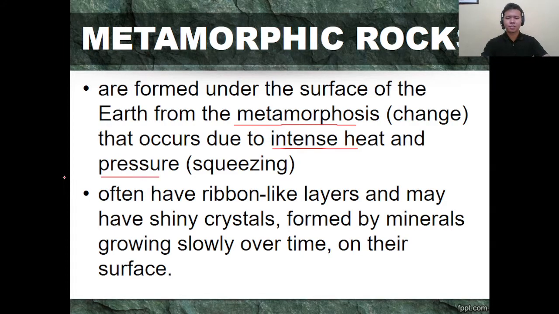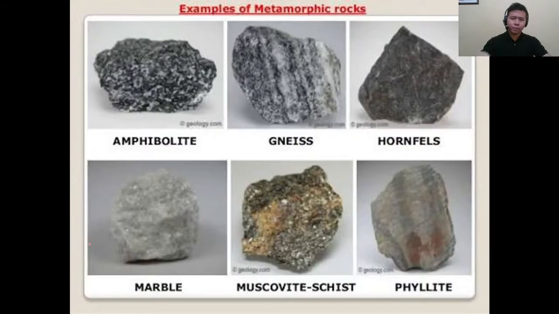So metamorphic rocks often have ribbon-like layers, and many have shiny crystals. Okay, so ribbon-like layers, we are referring to the banding. We are referring to the striations or the stripes found in a particular rock type, in a particular metamorphic rock. So they are usually formed by minerals wherein it grows slowly over time, increasing the crystal formation on their surface. So these are some of the examples of metamorphic rock.